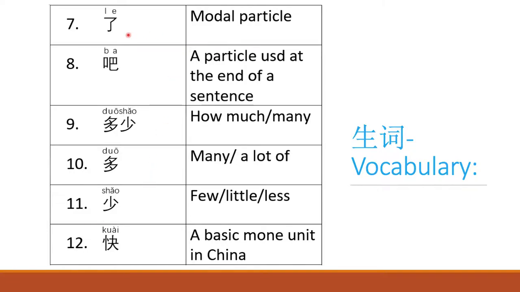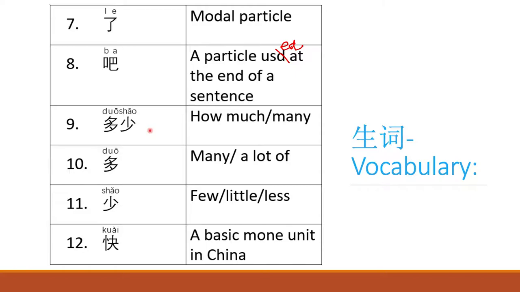Okay. 了, 了. Well, this word has been used for many purposes. And remember that le will be used differently in different circumstances. You just need to remember that in this one it is a kind of modal particle. So you will understand it when we go into the conversation. All right. Now, number eight, 吧, 吧. A particle used at the end of a sentence, normally for suggestions. So we say 你买水果吧? Which means you should buy fruits. It's a kind of suggestion. 吧 is like should in English.